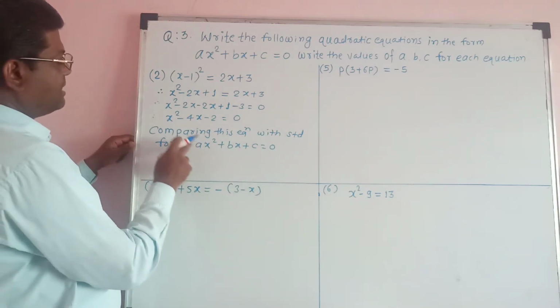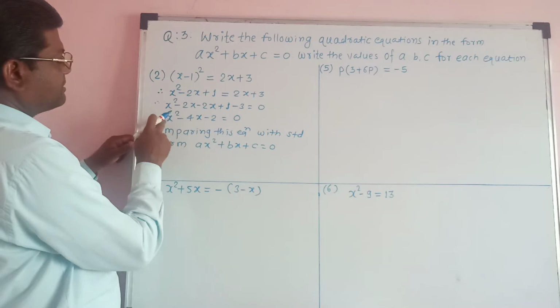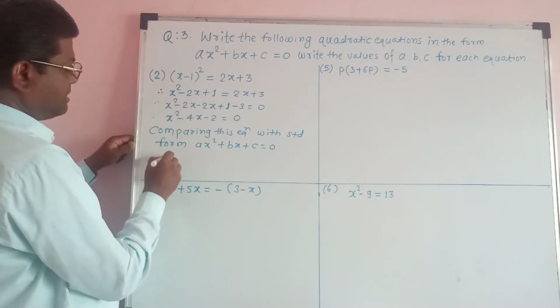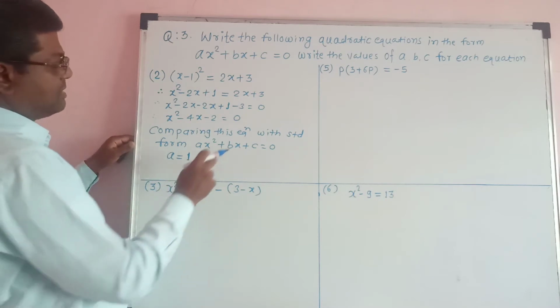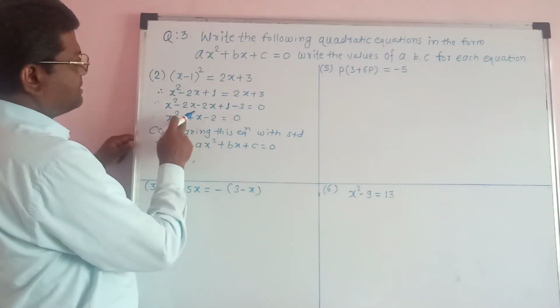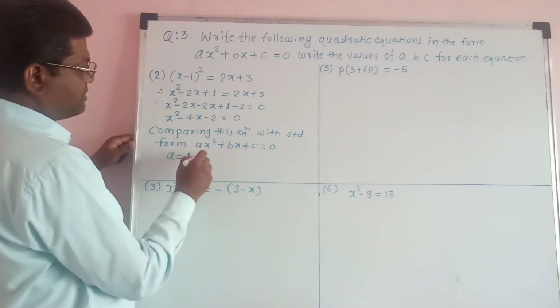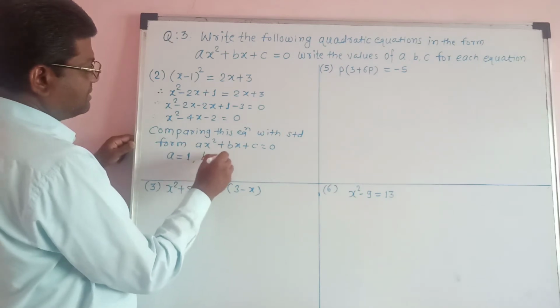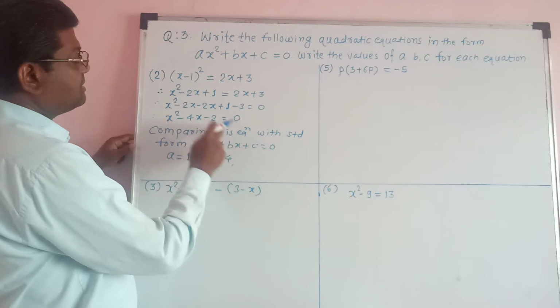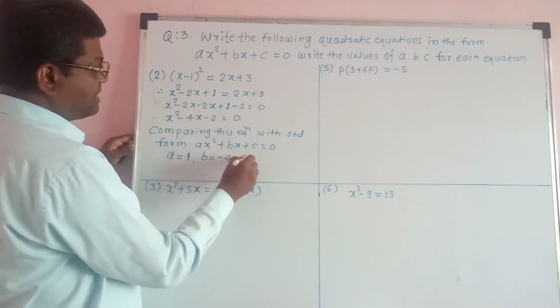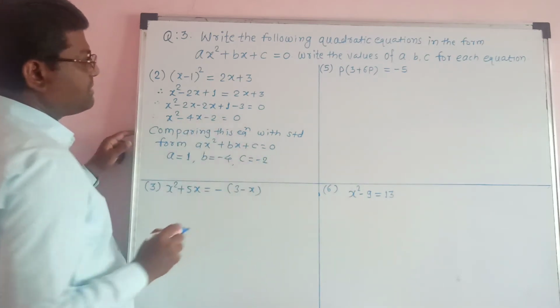So value of a, coefficient of x square is 1 here. Therefore value of a is equal to 1. Coefficient of x is minus 4. Therefore value of b is minus 4. And the constant term c is here minus 2. Value of c is minus 2.